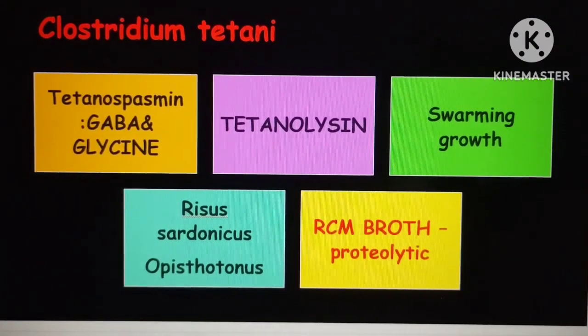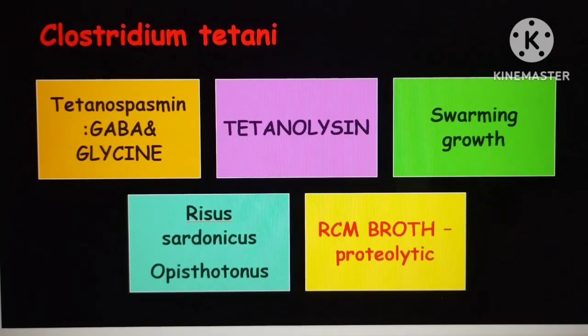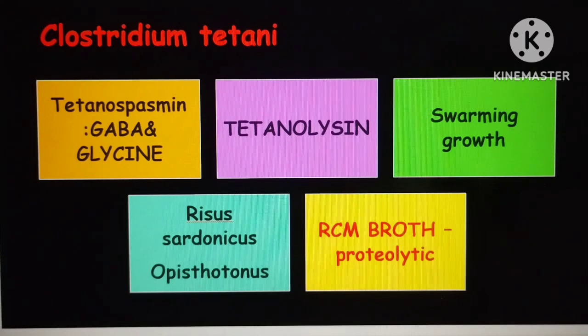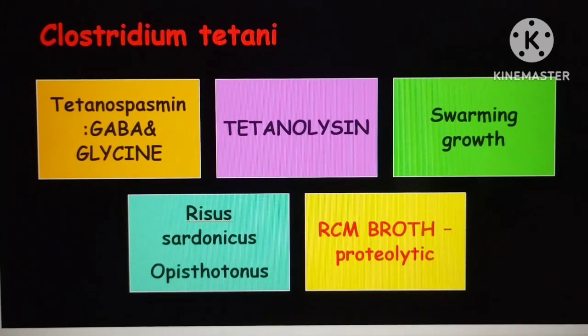So next, coming to Clostridium tetani. As you know there are 2 important toxins: tetanospasmin and tetanolysin. Tetanolysin has no role in the pathogenicity, okay, only the tetanospasmin usually causes disease. That acts on GABA and glycine. These both are the important neurotransmitters, and this is responsible for causing risus sardonicus and opisthotonus. Risus sardonicus is like a face grinning, and opisthotonus is like a curving of the entire body. Okay. So perfringens in RCM broth usually shows saccharolytic, whereas tetani shows proteolytic.